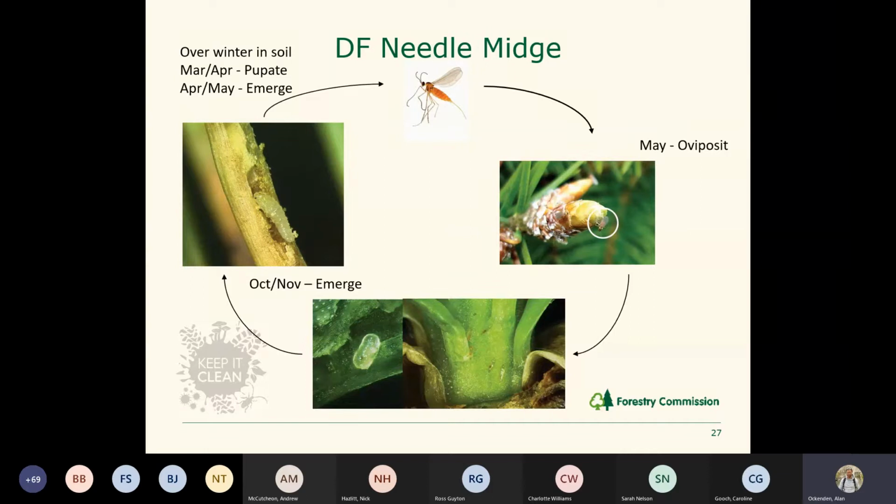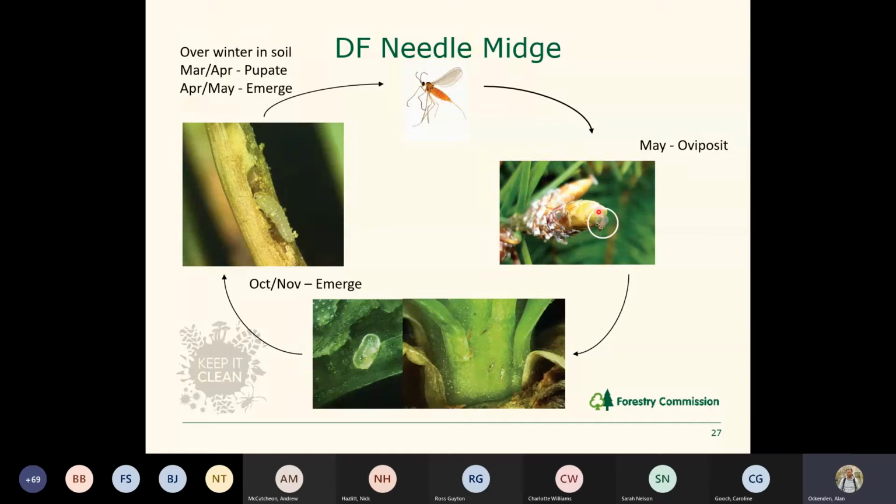So looking at the life cycle, we'll start up in the top here. The mature larvae overwinter in the soil, they pupate and emerge then as adults in around April-May time. They may quickly go on there, have a lifespan of about a few weeks, so really quite short-lived things. But they'll go on to mate and then oviposit, so lay their eggs in the forming buds of Douglas fir for that year.